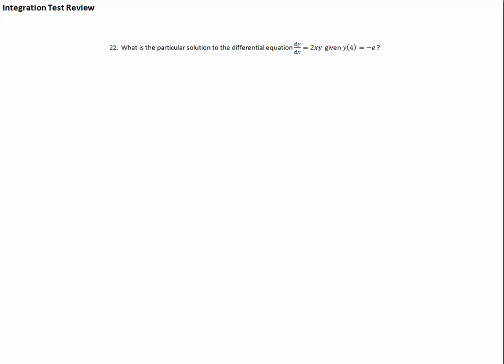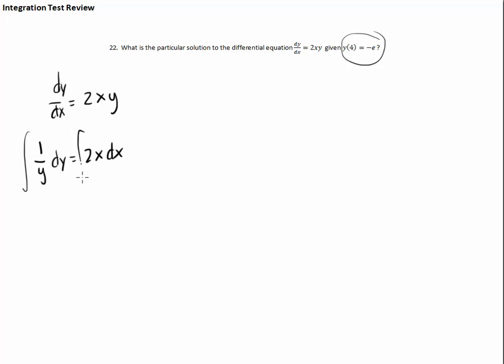All right, problem 22. Same idea. What's the particular solution to this differential equation, knowing that that information is true? So dy over dx is equal to 2xy. I want to separate my variables. So anything with a y, I want on the left. Anything with an x, I want on the right. So I'm dividing by y. So this is 1 over y dy is equal to 2x dx. Take the integral of both sides.